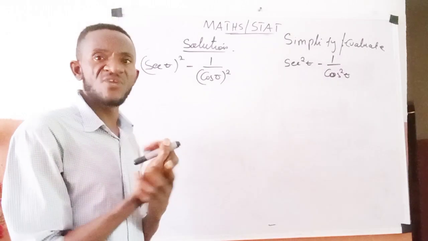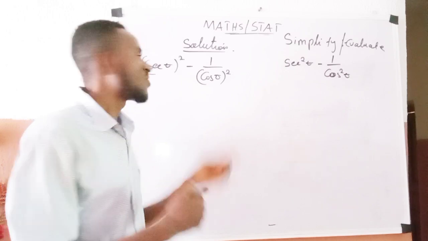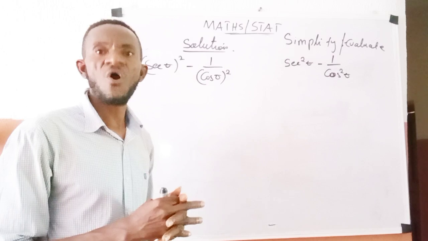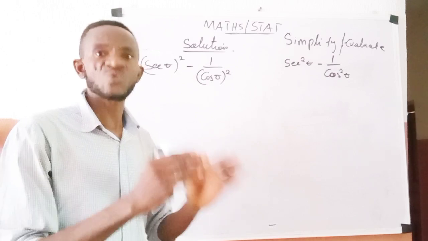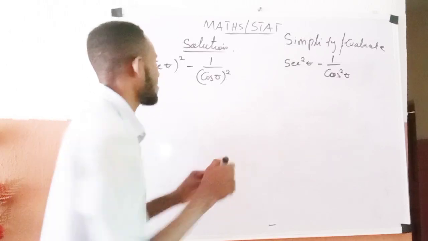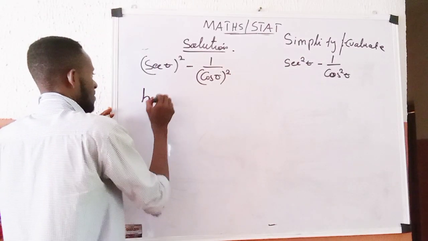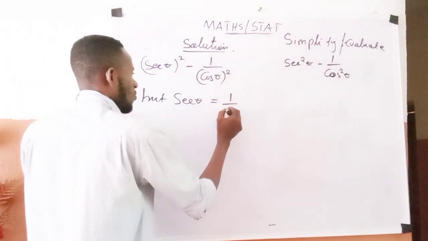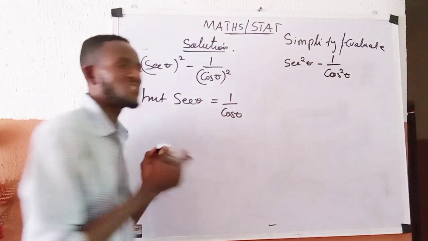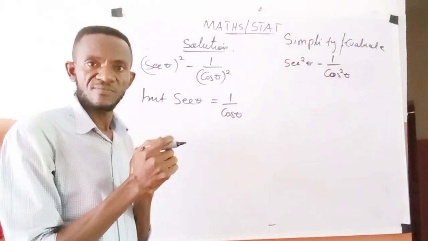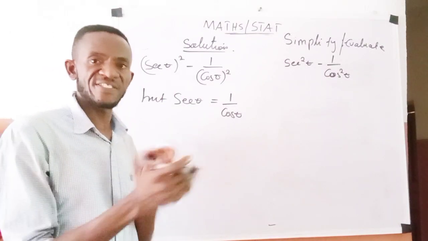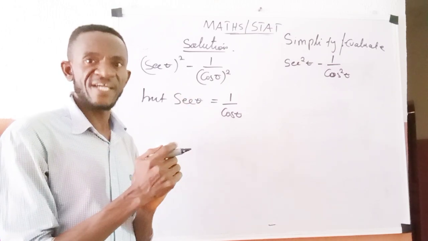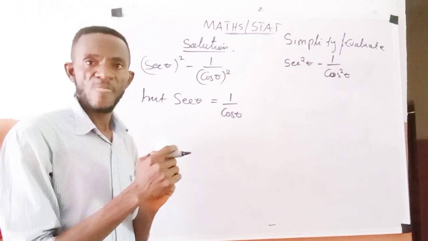But by way of a trigonometric identity, we are told that sec theta is the same thing as 1 all over cos theta. That's what we are told in the trigonometric identity. We now go ahead by saying that sec theta equals 1 all over cos theta. We know this. It's a basic trigonometric identity, a reciprocal of one of the basic trigonometric identities, cos.